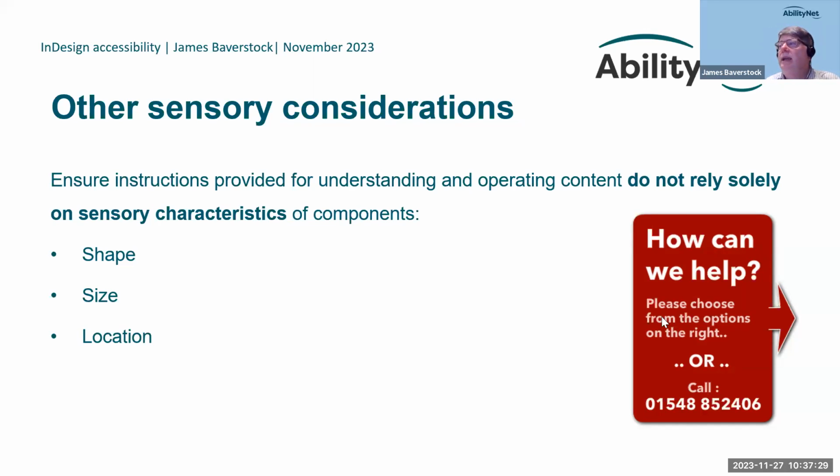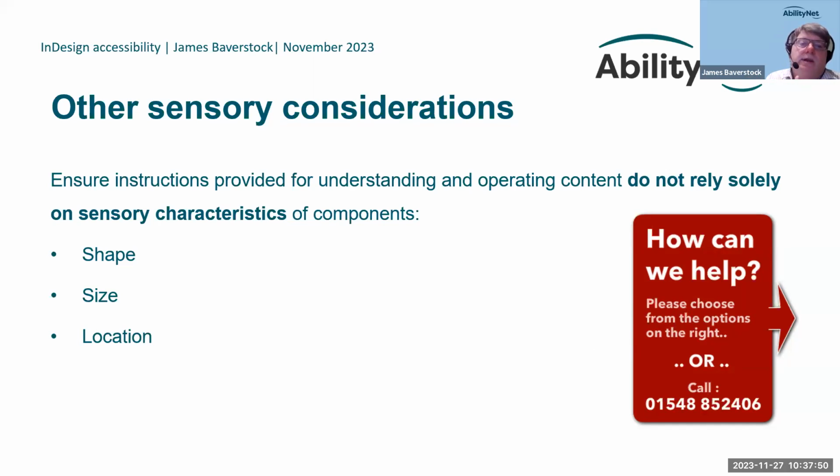So we've got an example here. We've got this box and it says, please choose from the options on the right. So if this document is just being read out by a screen reader, it may well not be clear to the user what is meant by the options on the right. This is relying upon sensory characteristics.